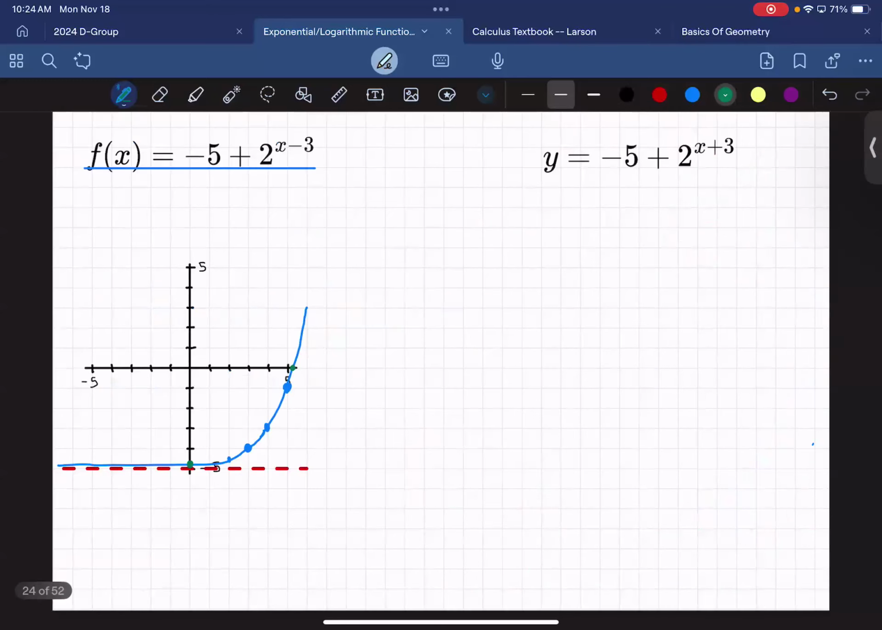All right, so let's look at this then. So everyone has this graph down? If not, make sure you copy it down because we're about to use it.